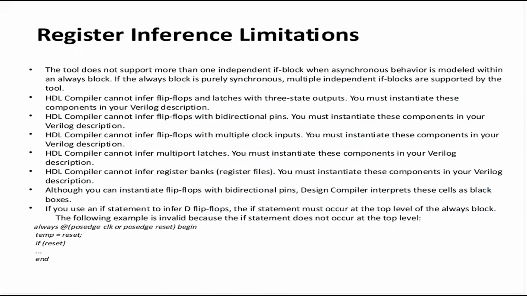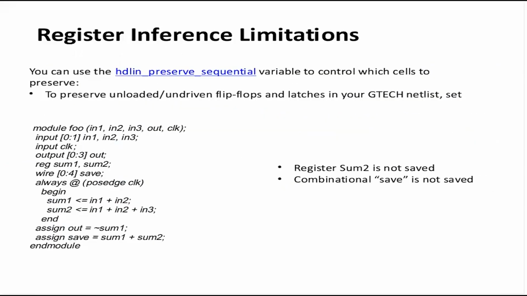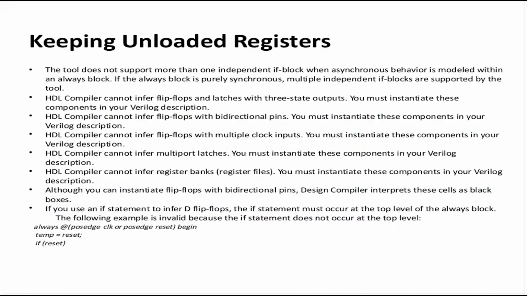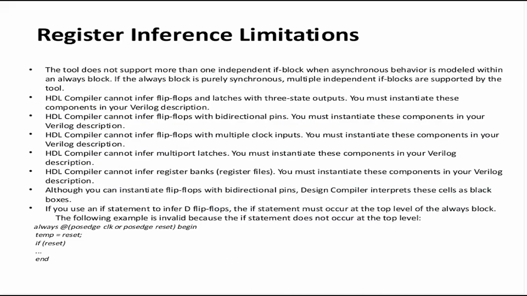Now, so we saw register inference, we saw a few inference reports. An inference report is of this type: register name, type, and so on. But there are some limitations on register inference. I've already stressed the fact that Verilog, complete Verilog, is not synthesizable, only a subset is. So you should be careful while writing RTL for synthesis, and these limitations tell us in what all cases the compiler will have problems inferring a flip flop or a latch.